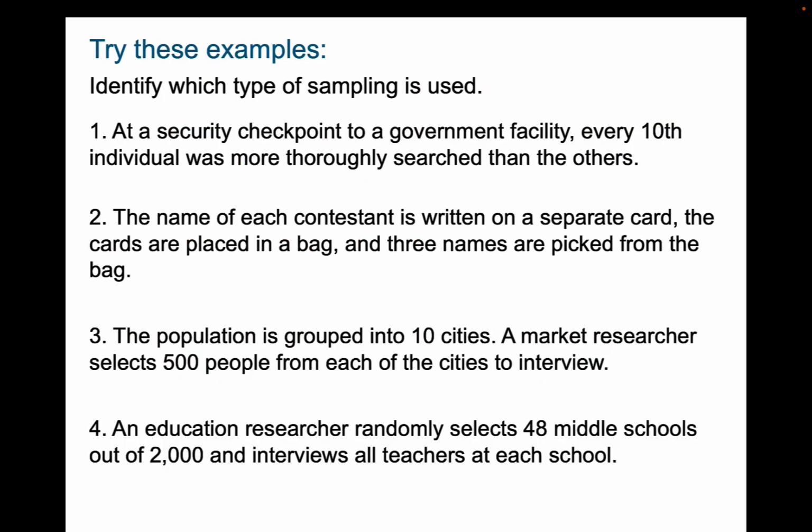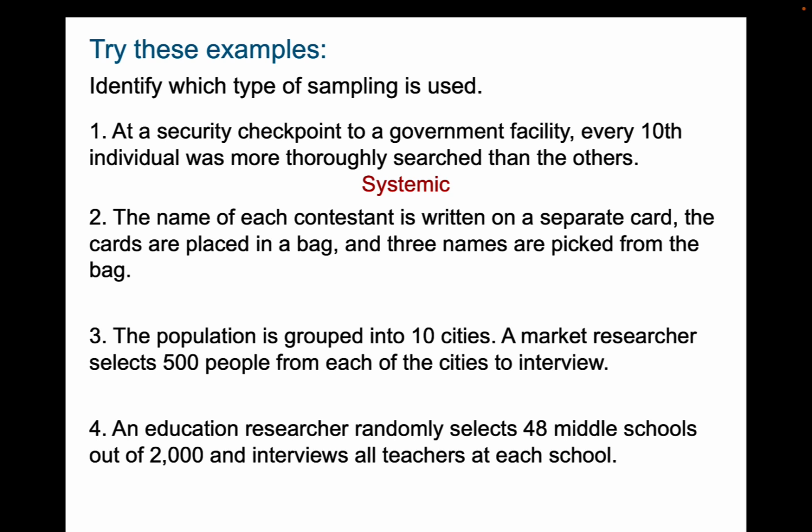All right, let's try a couple examples together. Identify which type of sampling is used. Number 1. At a security checkpoint at a government facility, every 10th individual was more likely searched than the others. What do you guys think that type of sampling is called? If you said systematic, you are correct. Every 10th. Whenever you see something like 3rd, 10th, 100th, think that might be the systematic sampling method.